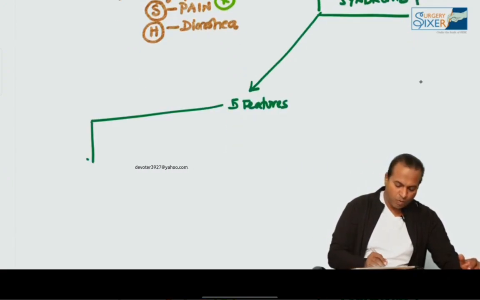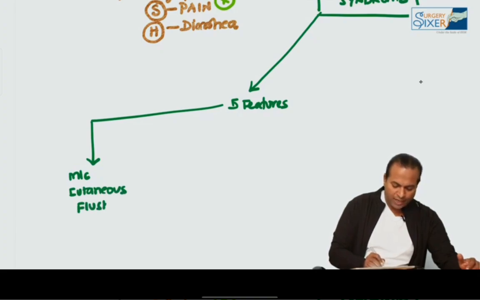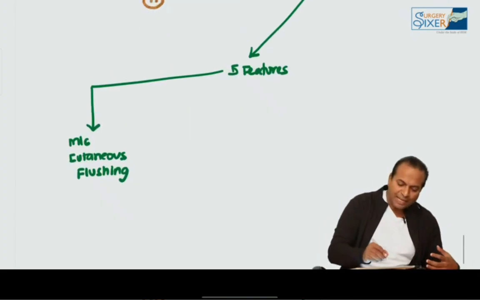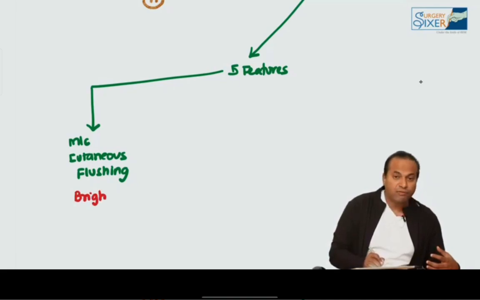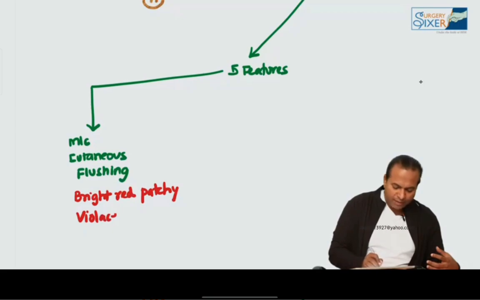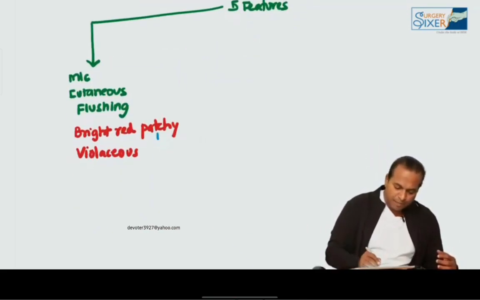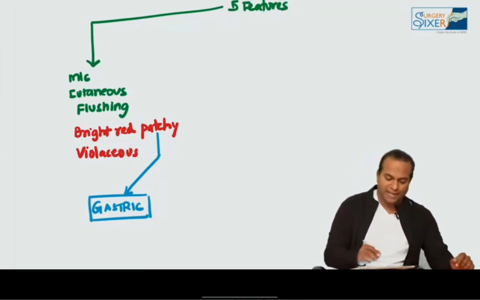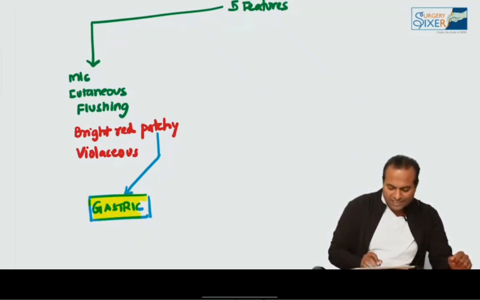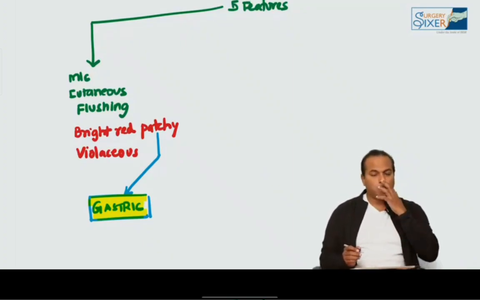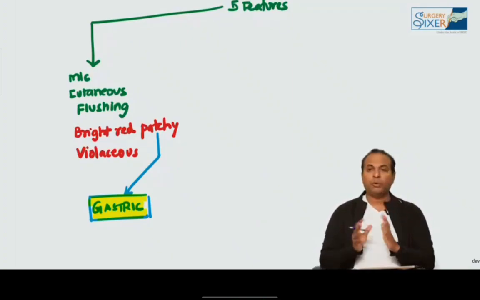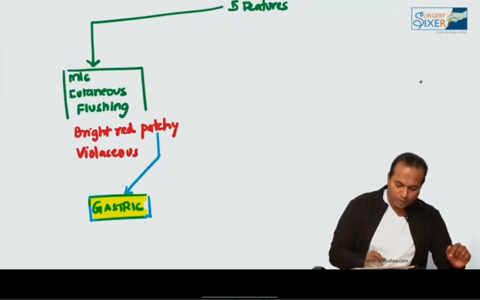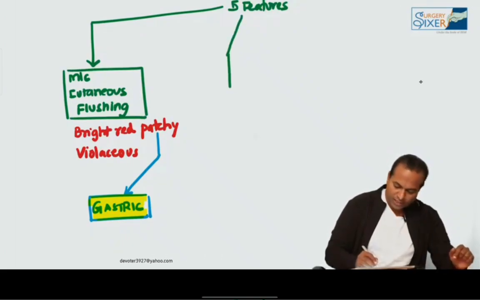What are they? The most common feature of carcinoid syndrome is cutaneous flushing. The skin will have patchy flushing. There are many types of flushing, like bright red patchy skin flushing due to serotonin, and violaceous flushing. What can be asked in the exam is that bright red patchy flushing is characteristic of gastric carcinoids. Please don't forget this. This is asked in PG and super specialty exams. You do not worry about the other types, but remember the most common symptom is cutaneous flushing.